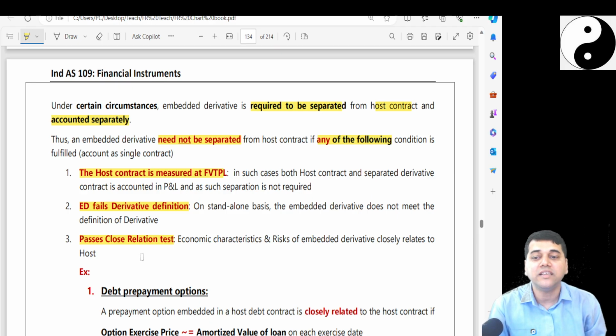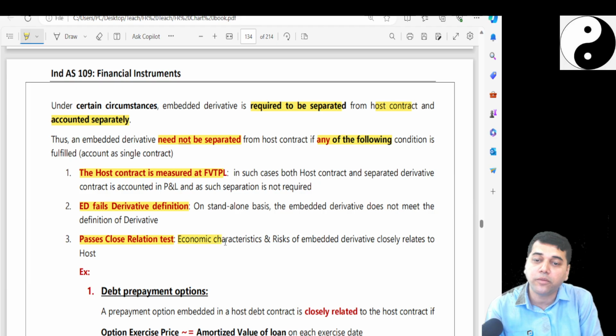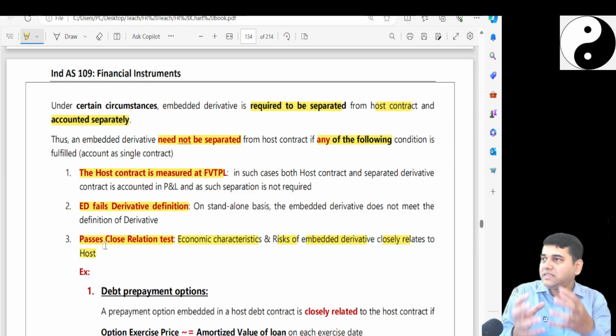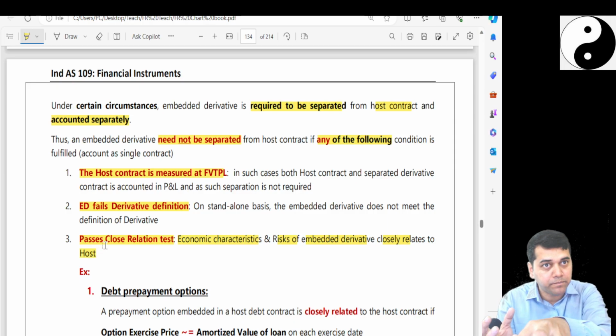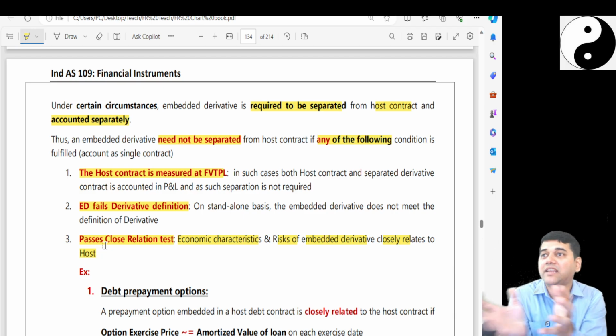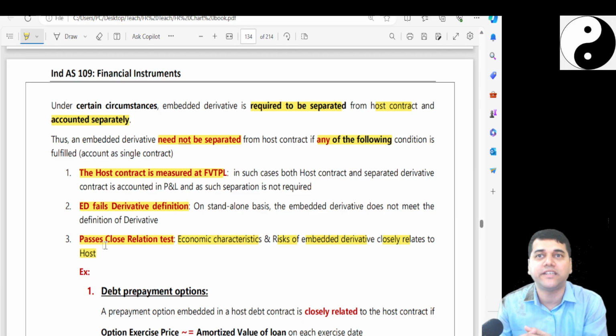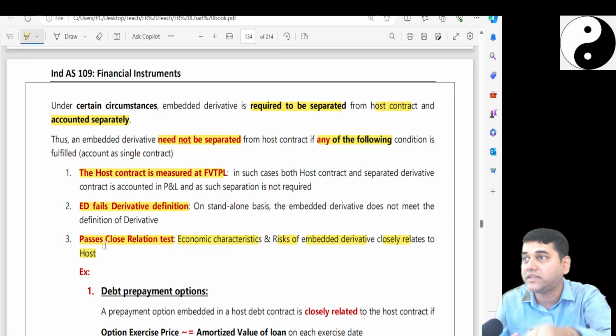Now, what is this test of economic characteristics and risks? It says that the economic characteristics and risks of the embedded derivative are closely related to the host. That means the derivative you have put there and the host contract are like brothers and sisters, very closely related. That's what we need to focus on, because we have to write this theory in the examination. For this, you need to know what that theory means.